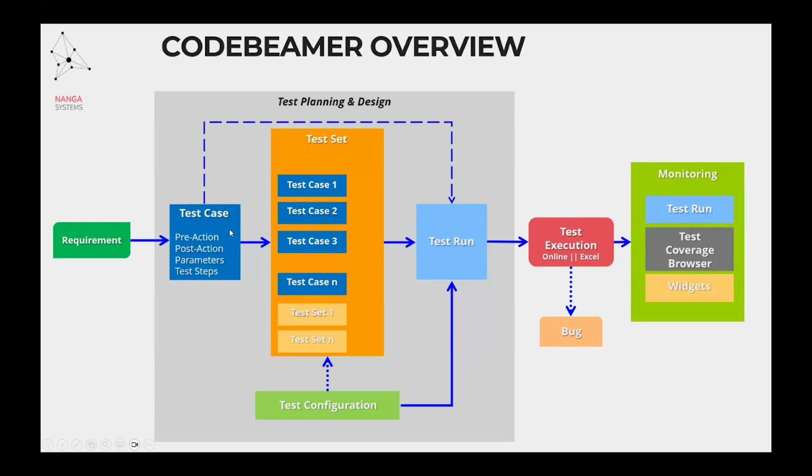These test cases can include pre-action parameters, post-action, the parameters themselves, and the test steps, so that we break down the test case on a deeper level. It is possible to define test sets with different test cases, and it's also possible, as you can see here, to include another test set. So you can build up a clustered test set combination.